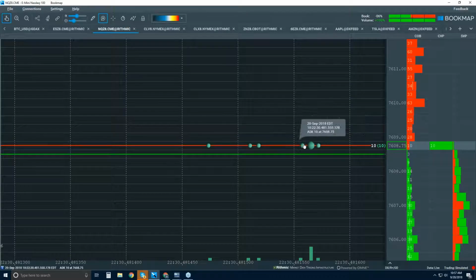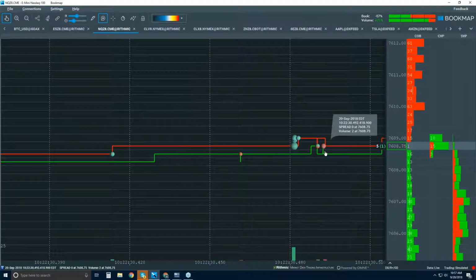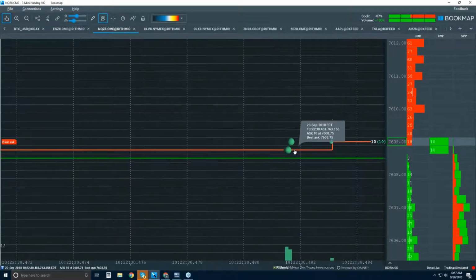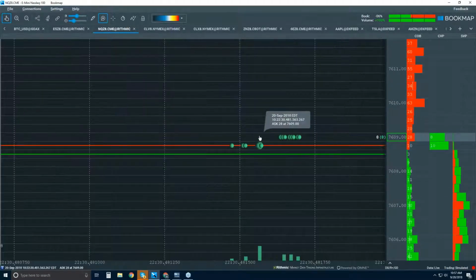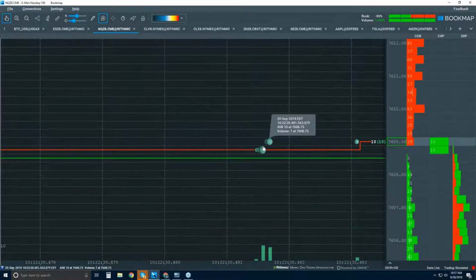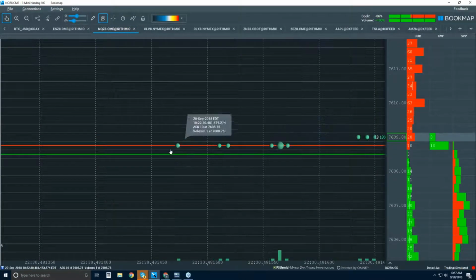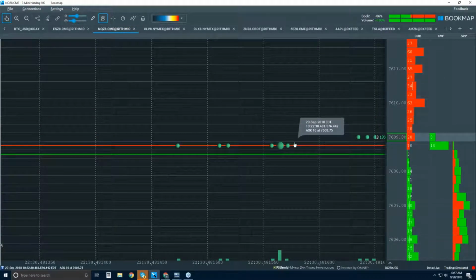These are aggressive market buy orders. The red is a sell order that takes liquidity off of the best bid. Okay, so there you go. In terms of that time frame, it's just how the market unfolded. Okay, no aggregated data.